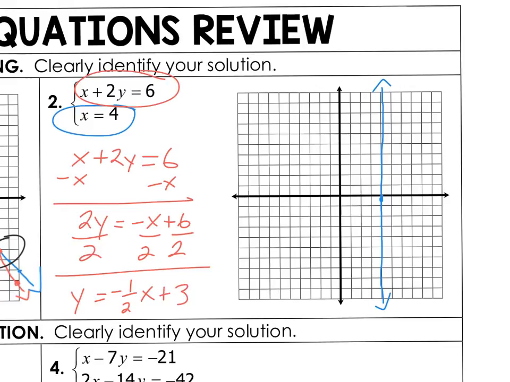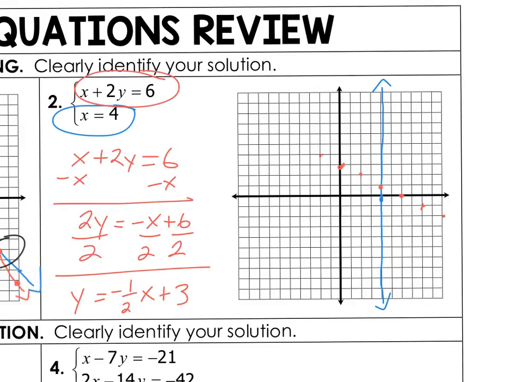So our y-intercept is 3, which is right here. And it looks like our slope is negative 1/2. So we're going to go down 1, right 2, down 1, right 2. And I bet you could already see what our answer is going to be. Oops, I was supposed to go down 1, right 2.